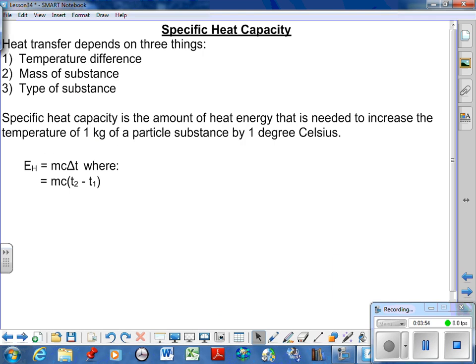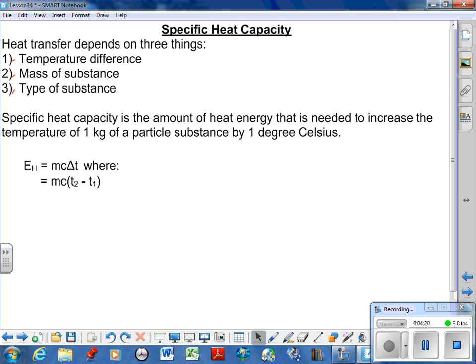So let's talk about some of the math behind this. It's called specific heat capacity. If you haven't come across it in chemistry, you will. But heat transfer depends on three things. The first one is a temperature difference. So what is the difference between what's being heated and what's being used to heat it? How much of the substance are we going to have to heat? And finally, the type of substance, because everything heats at a different rate.